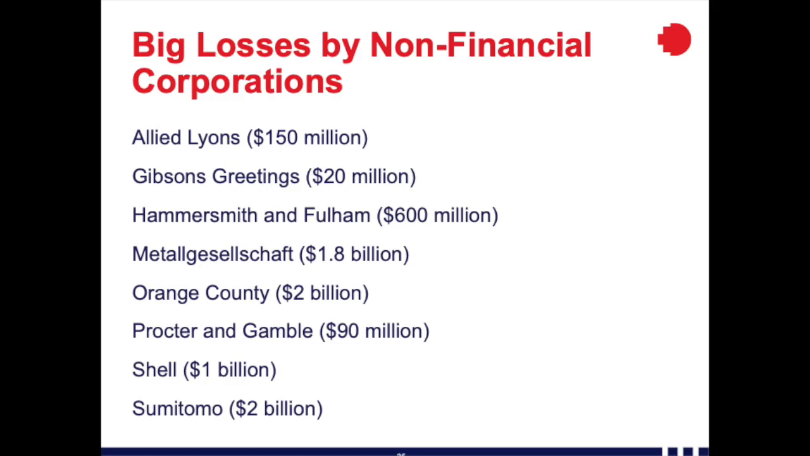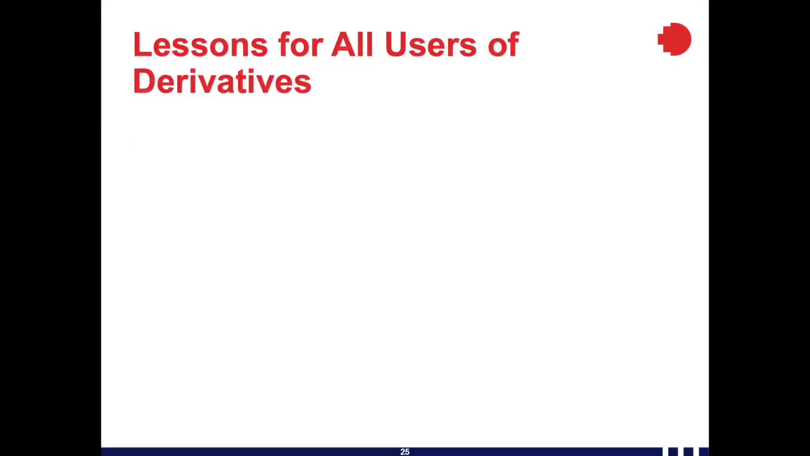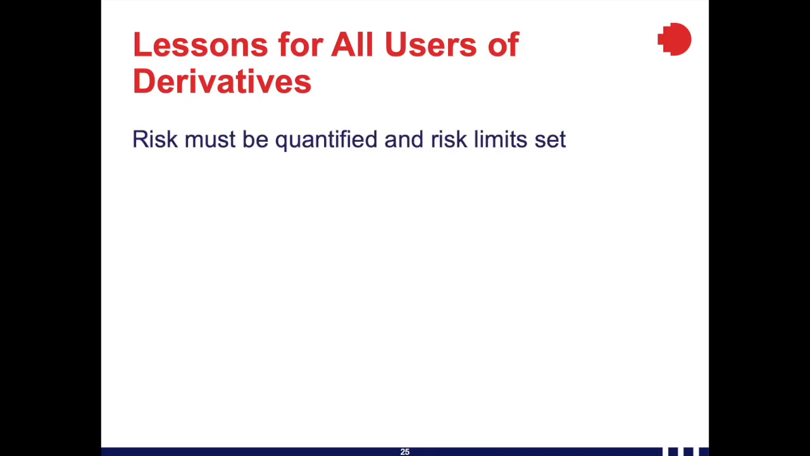Okay, now let's talk about the lessons for all users of derivatives. Based on the bad experience from the past regarding the misuse of derivatives, it is essential that all companies define a very clear limit to the financial risk that can be taken. So the first lesson is that the risk must be quantified and a limit set. The second lesson is about exceeding the risk limit. It should not be acceptable for anyone to exceed the risk limit, even when profit results.